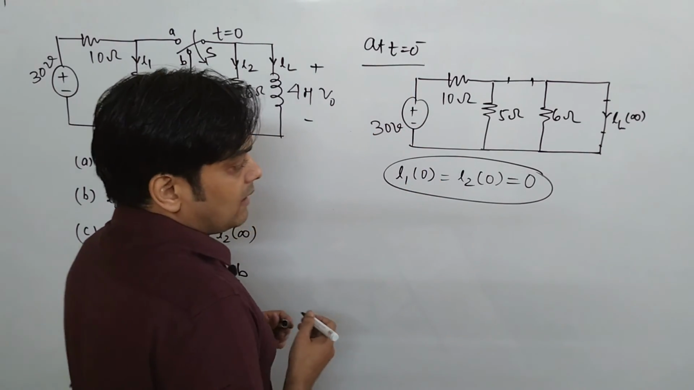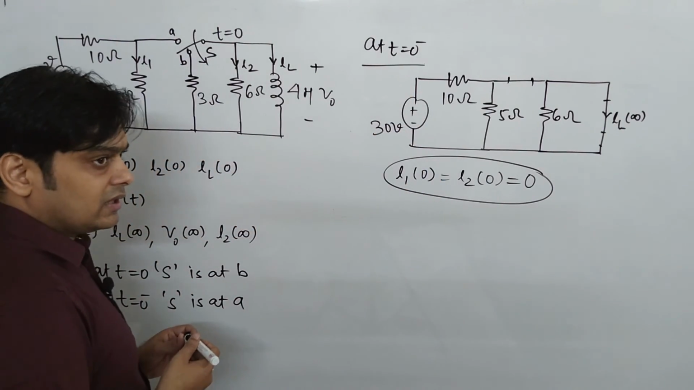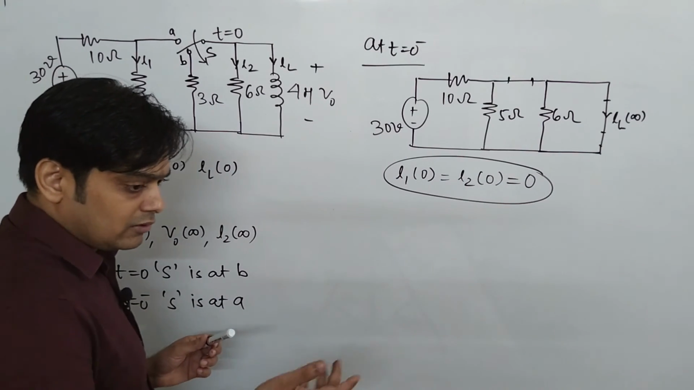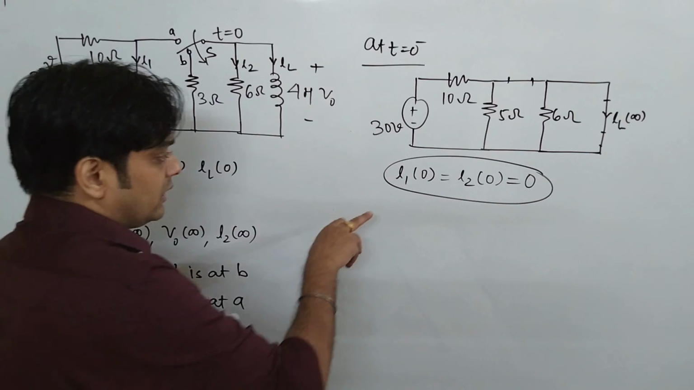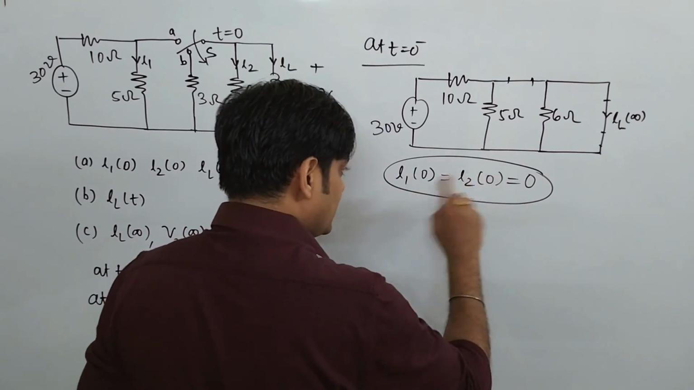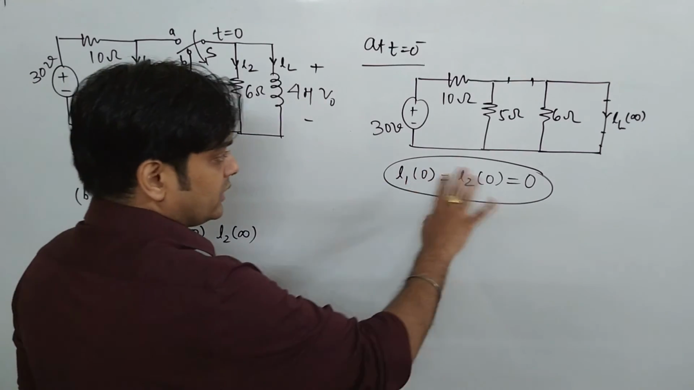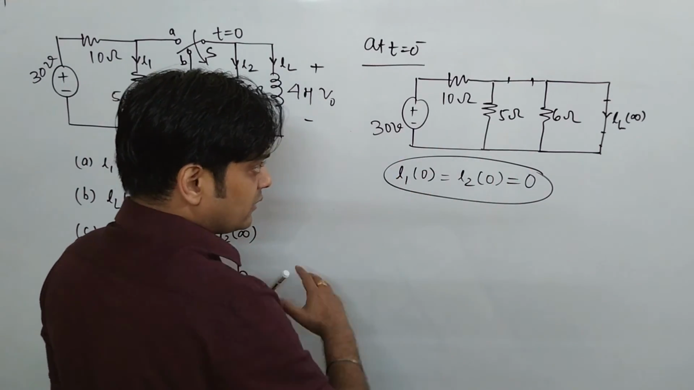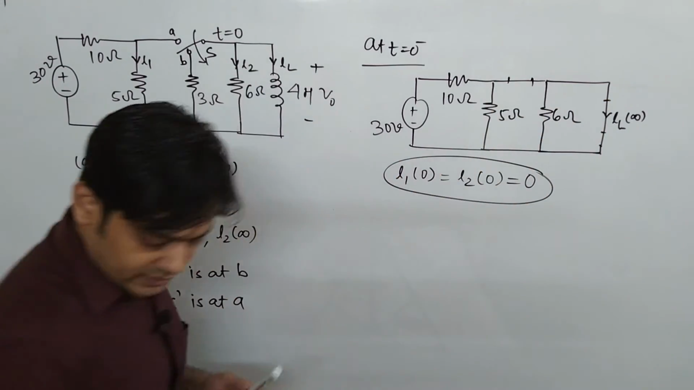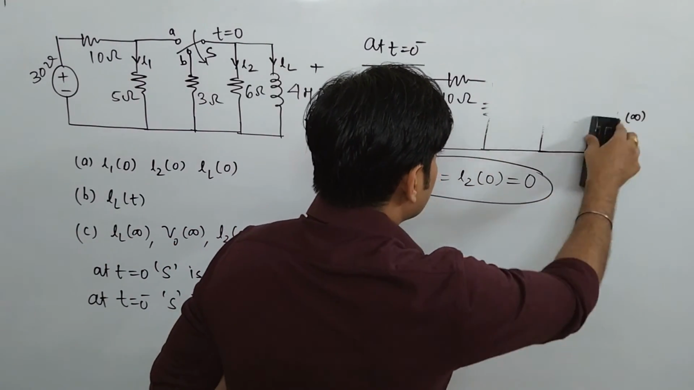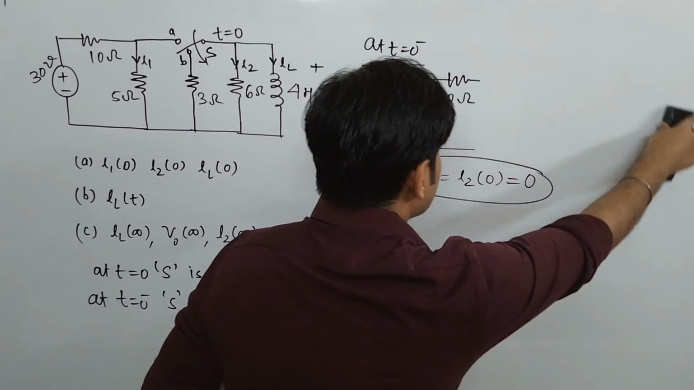Since I am directly writing 0, not 0 negative, why? Because we have seen that the current across the inductor is the same at 0 negative and 0 positive. So here I am directly writing that yes, the initial current I1 0 and I2 0 is directly 0. There is no existence of I1 and I2. Why? Because this gets short circuited. So this you can finally remove from here. This will be entirely removed.